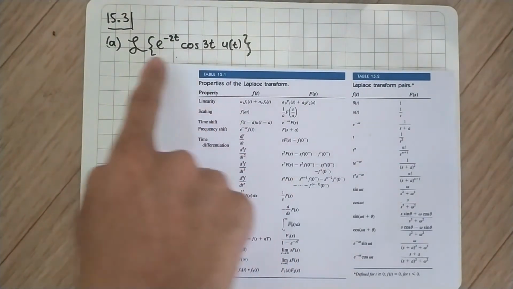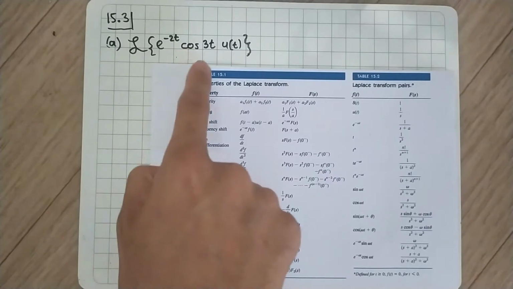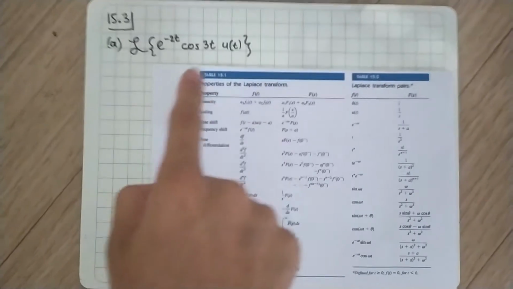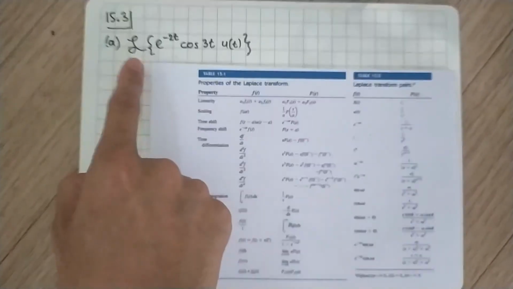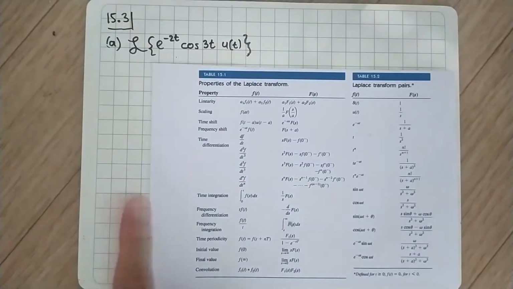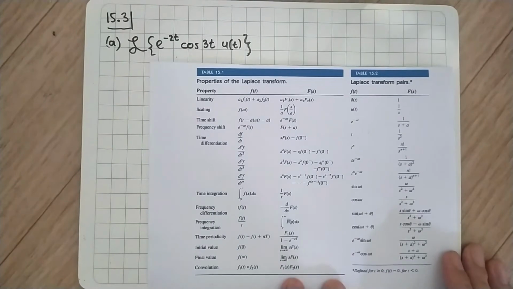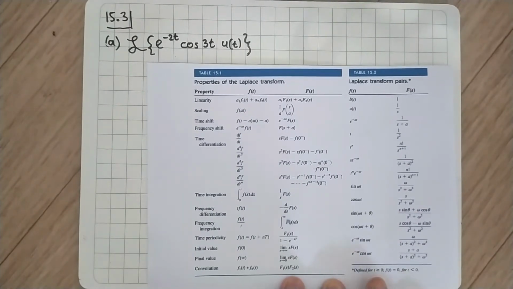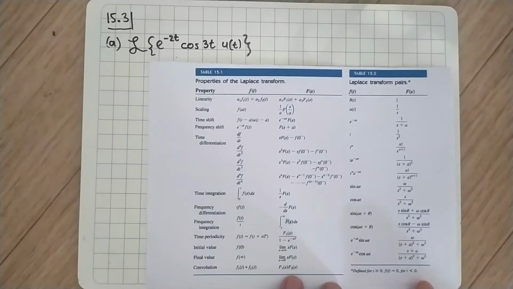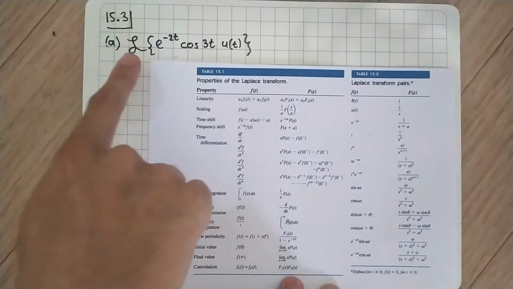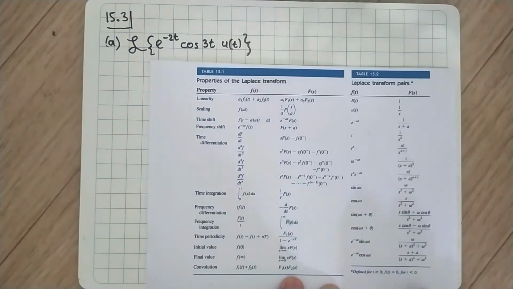u(t) means that this function is defined on t greater than 0. When t is less than 0, the value of this function will be 0. And that's exactly what this table said. Defined for t greater than or equal to 0, and when t is less than 0, the function will be 0. So we can use this table to solve this Laplace transform.